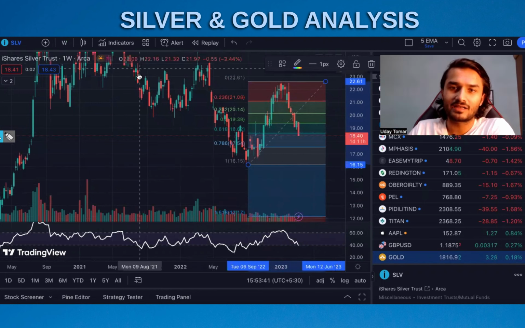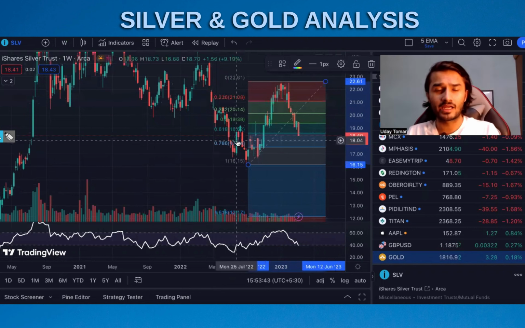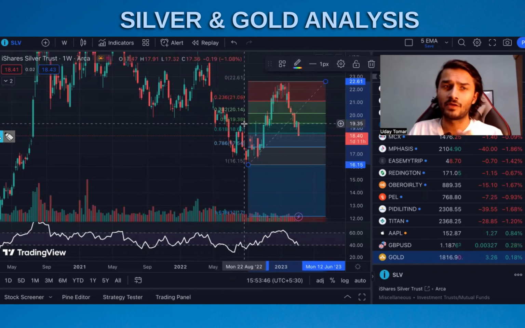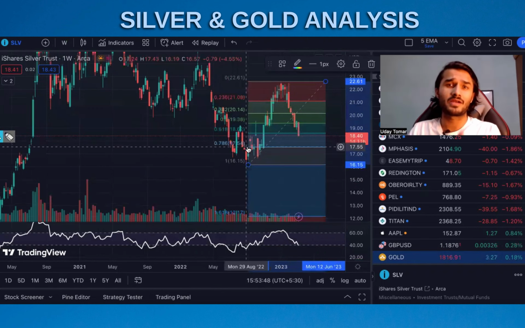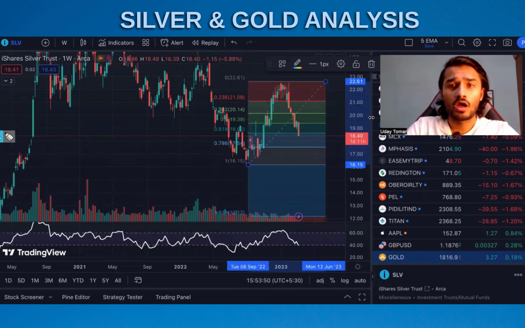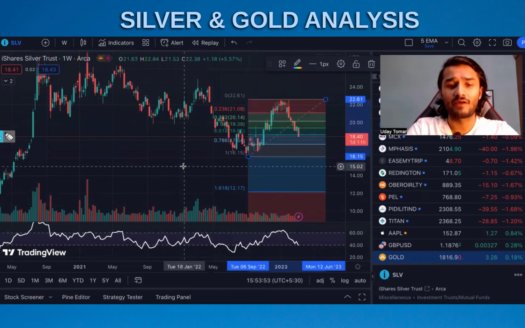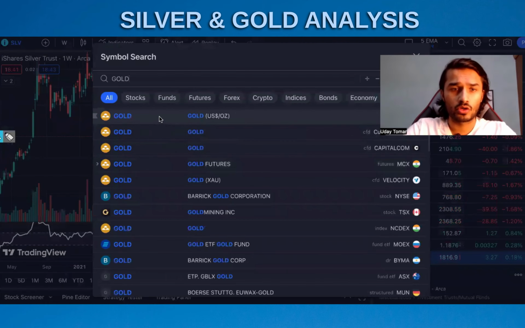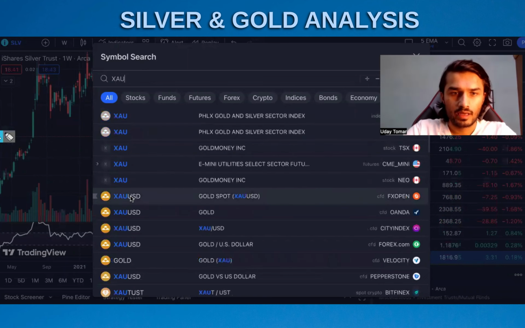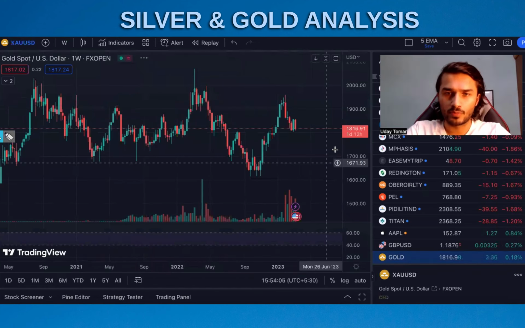Now we've seen that there are 3-4 indications indicating that 18 is the crucial level for SLV, and there is a chance that we might bounce from there. Now, another crucial chart which you have to look at is of another precious metal, and that is gold. So for gold, you can look at the XAUUSD. This is the gold spot price.